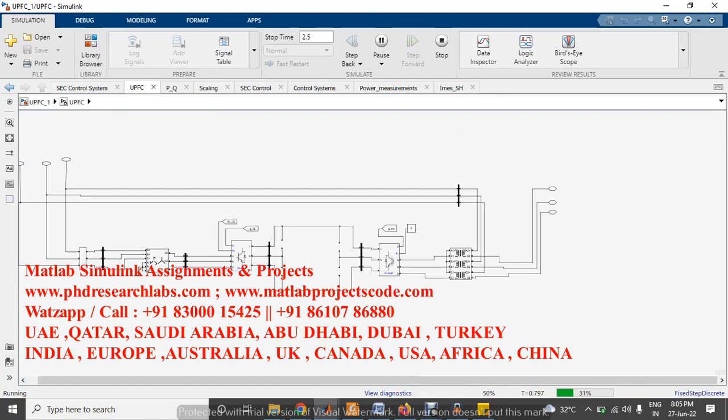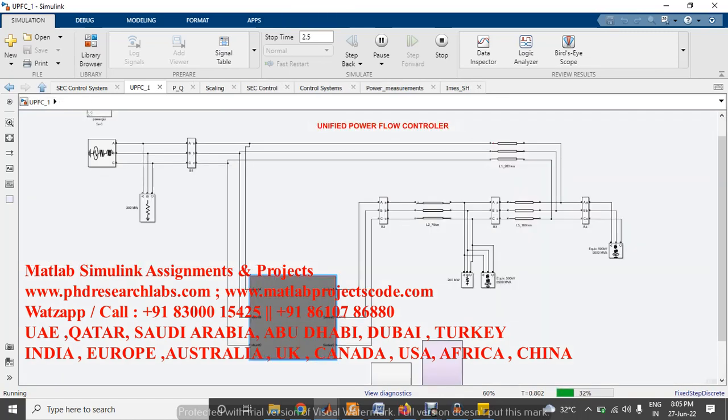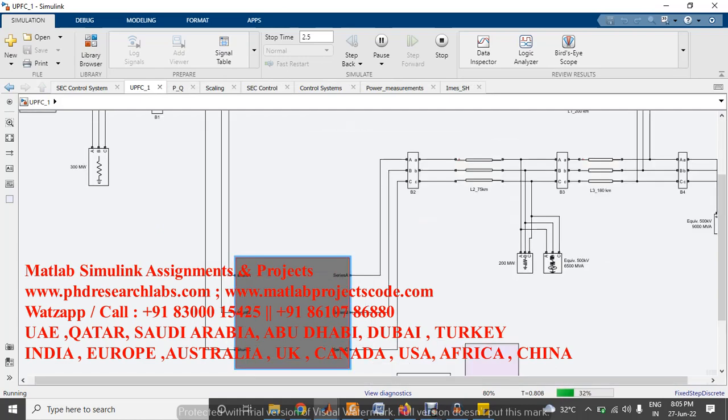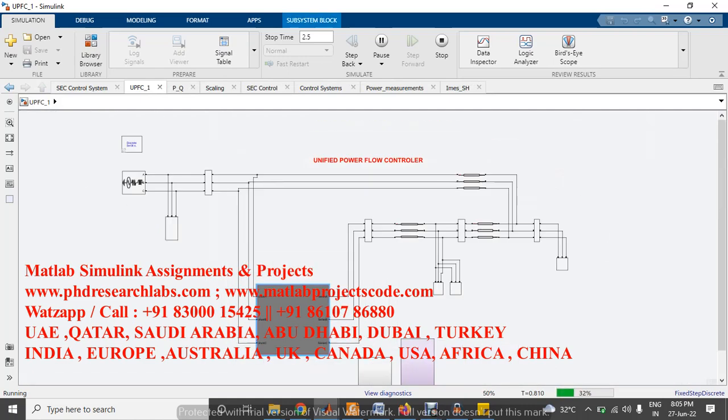So the UPFC contains both series and shunt converters interconnected with a common DC link. Here the shunt converter controls the AC voltage and DC voltage, while the series converter controls the active and reactive power of the UPFC system.